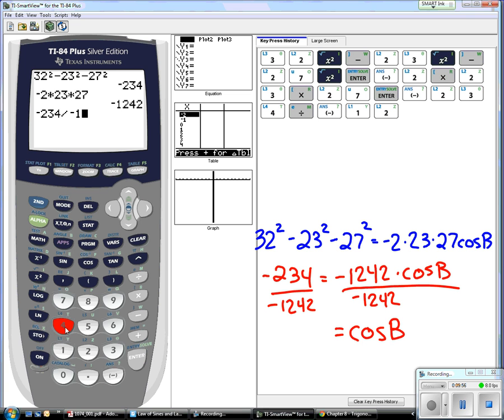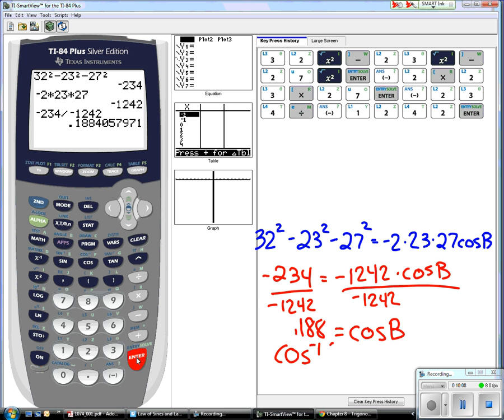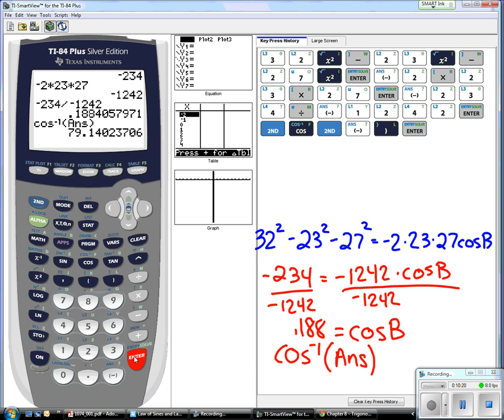Make sure you don't forget your negative. Negative 1,242. So that's what the cosine is, 0.188. Do the inverse cosine of that answer to get our angle of 79.14.